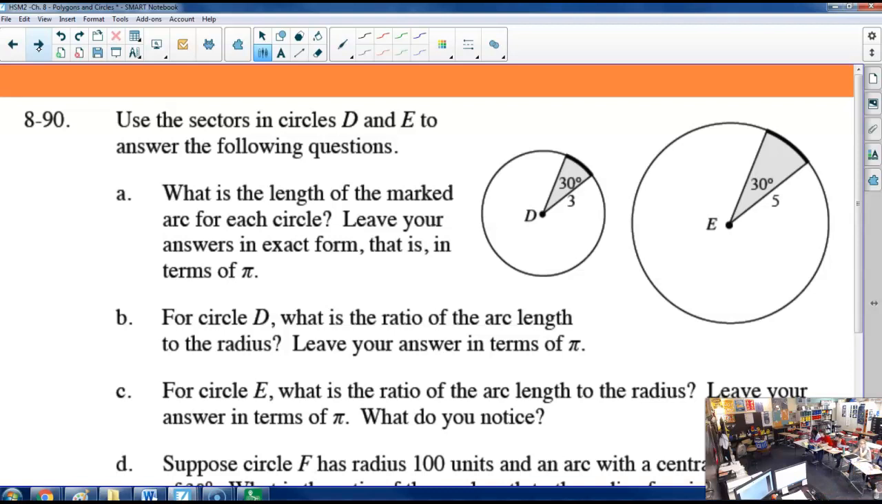So the arc length, wouldn't that be just like the perimeter? How much of the perimeter? So 30 degrees is what portion of the circle? It's a 12th, right? So you know you're working with a 12th of the circle here.